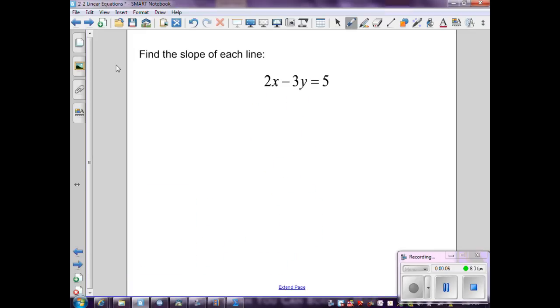Let's look at one more example. Again, we want to find the slope, so we want to solve this equation for y. Let's subtract 2x on both sides.